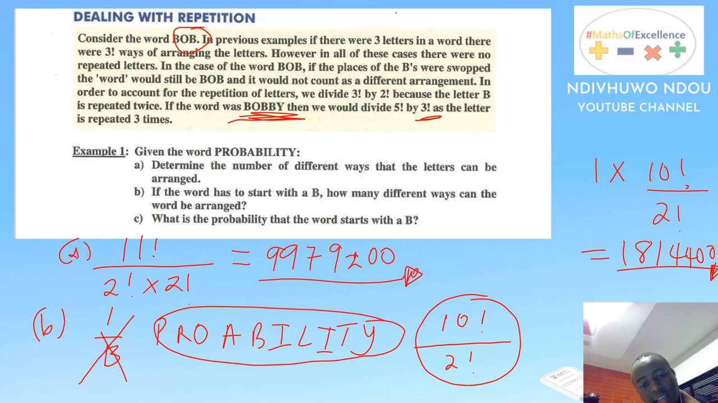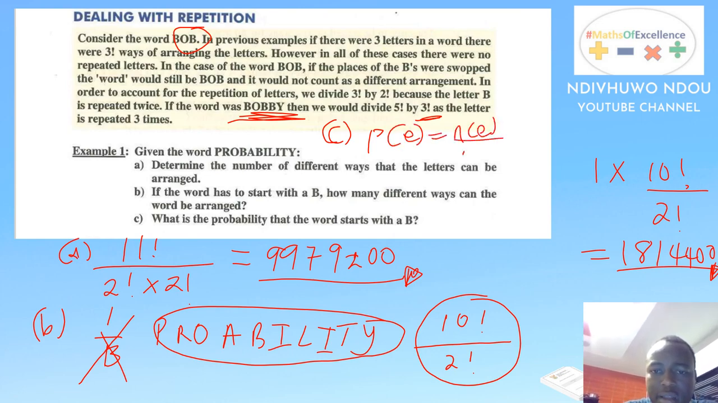C, what is the probability that the word starts with B? This is going to be simple also, because we already calculated how many ways we can arrange if we start with B. So the probability, let me just write my C here. The probability of an event, we know, is equal to the number of favorable events divided by the number of sample space, that is the total number of ways in which you can arrange everything. So the number of events, the favorable outcomes, the word must start with B, and we already calculated how many ways we can do so in B, right?